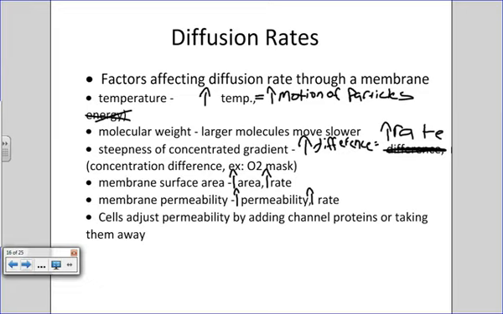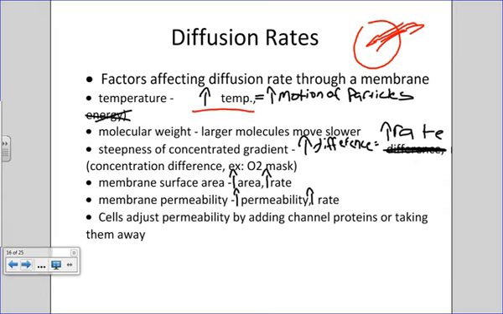So there are certain factors that will affect the rate of diffusion, the speed at which particles will travel across the cell membrane. One of them is temperature. Basically, as we increase temperature, we increase the rate of diffusion.